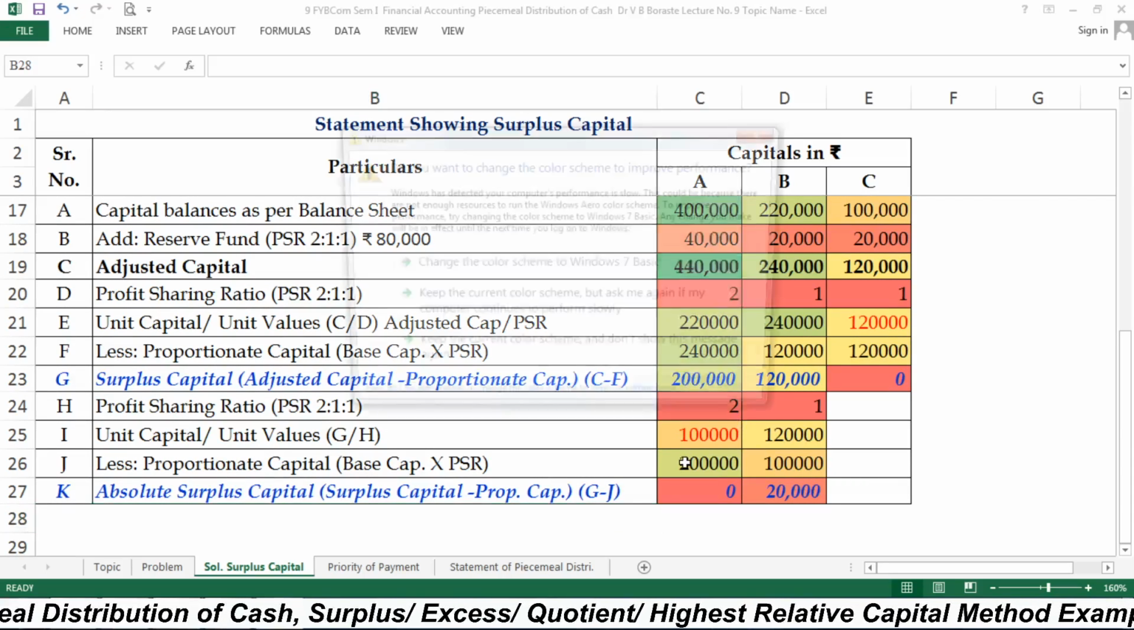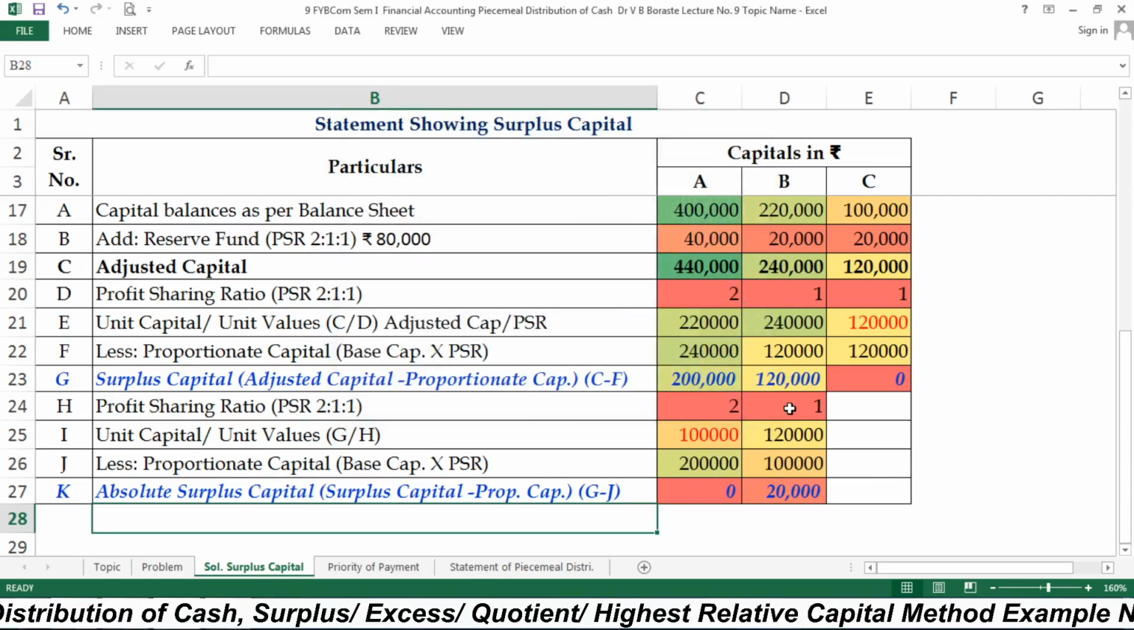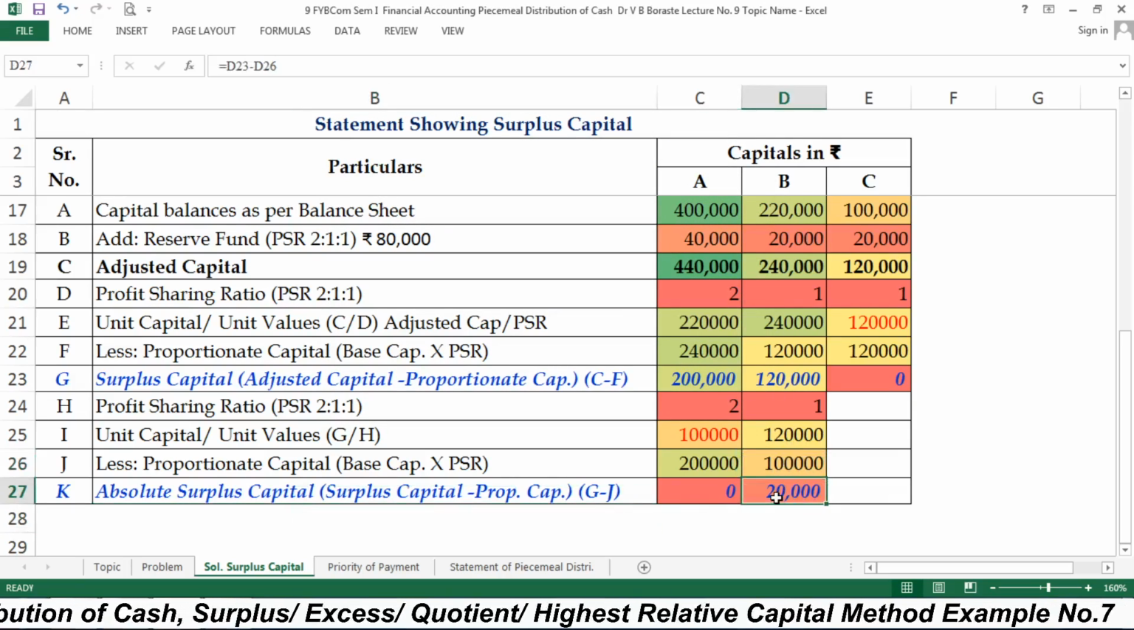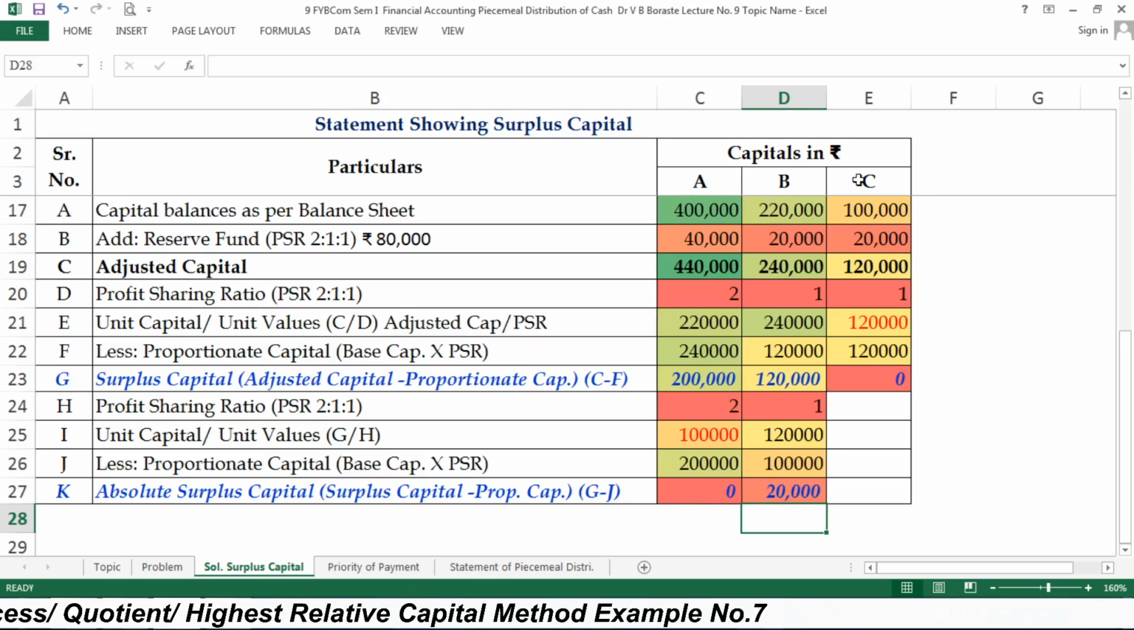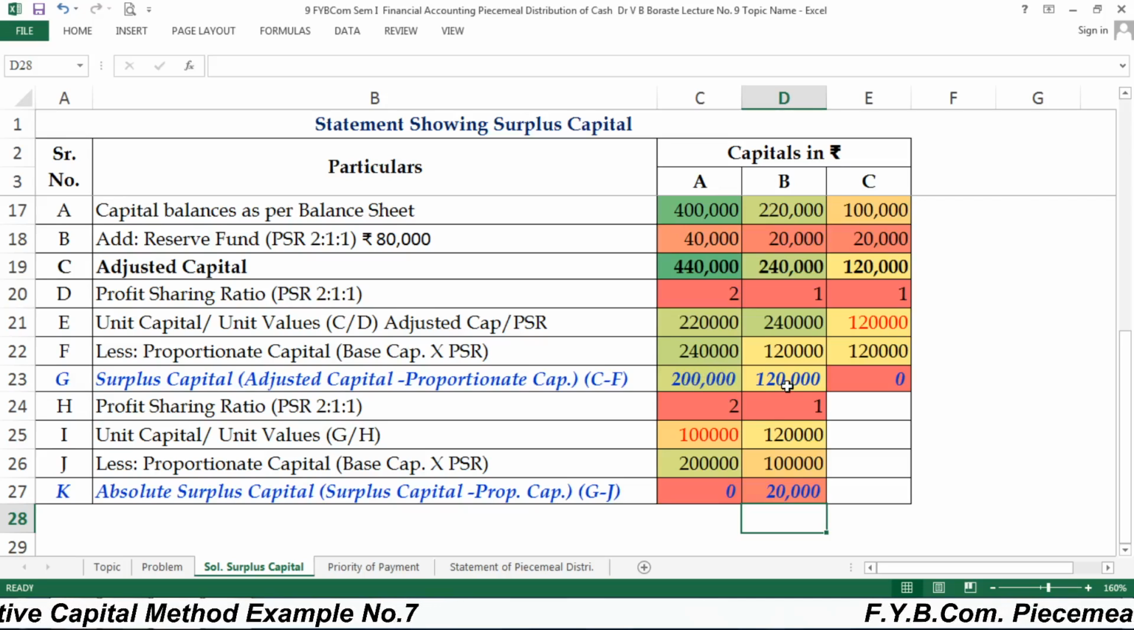That 2 lakh minus 2 lakh answer will be 0, and 1 lakh 20,000 minus 1 lakh answer is 20,000. That means we have an absolute surplus of Mr. B. It simply means that Mr. B provided the absolute surplus capital for the partnership firm compared to A and C. So here we have to pay Mr. B firstly 20,000. After that we can pay 2 lakh to A and 1 lakh 20,000 to B.